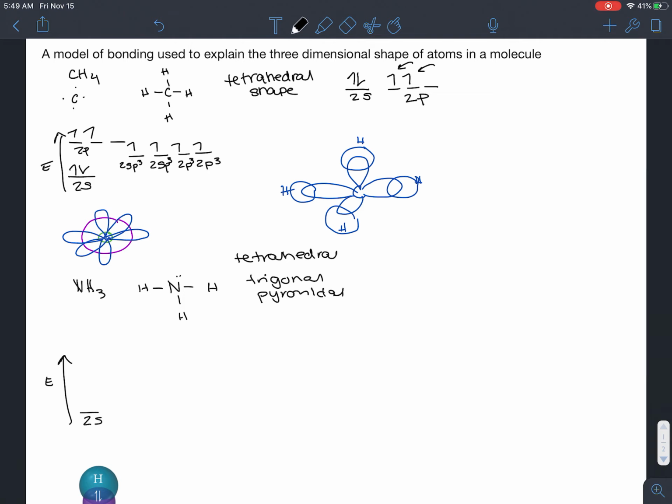So if we look at nitrogen, we have our 2s, which is filled, and then opposite spin. And then we have our 2p, which is, we have how many electrons? 5. So we have 3 unpaired electrons in the 2p.